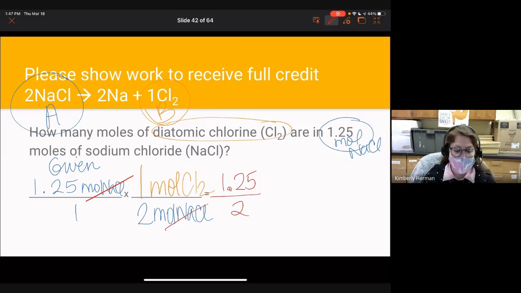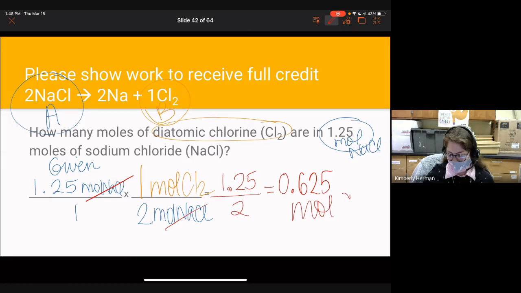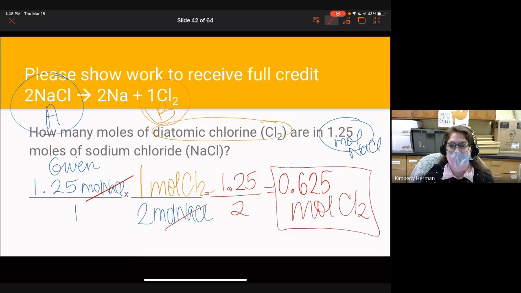2 on the bottom. So if you want, you can do it mentally, but remember, you're allowed to have a calculator, whether it's your phone, a physical calculator, or even the calculator in Link it. So for this one, we get 0.625. So that already has 3 sig figs. Awesome. We just need to put our unit of mole of Cl2. And we made it to the end of our mole to mole conversion.